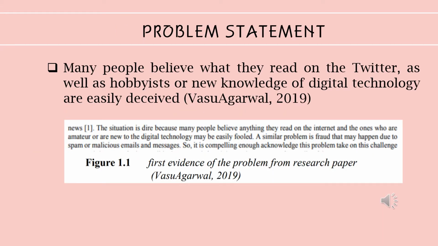Problem statement. The first problem is that spreading fake news is bad because many people believe what they read on Twitter, and people with hobbies or new knowledge of digital technology are easily deceived. Similar problems are frauds that may occur due to spam or posting. Figure 1.1 shows the evidence for the first problem from research paper Vasu Agarwal 2019.